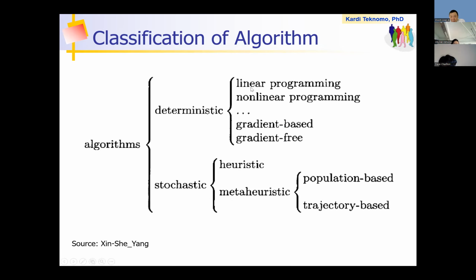So linear programming is basically a deterministic algorithm, including nonlinear programming. All the gradient-based algorithms are deterministic. You can also deal with stochastic, whether you are using heuristic or meta-heuristic. Meta-heuristic is usually based on population or based on trajectory. So these are classifications of algorithms. There are thousands of optimization algorithms out there, so this classification is probably helpful when you deal with so many algorithms.